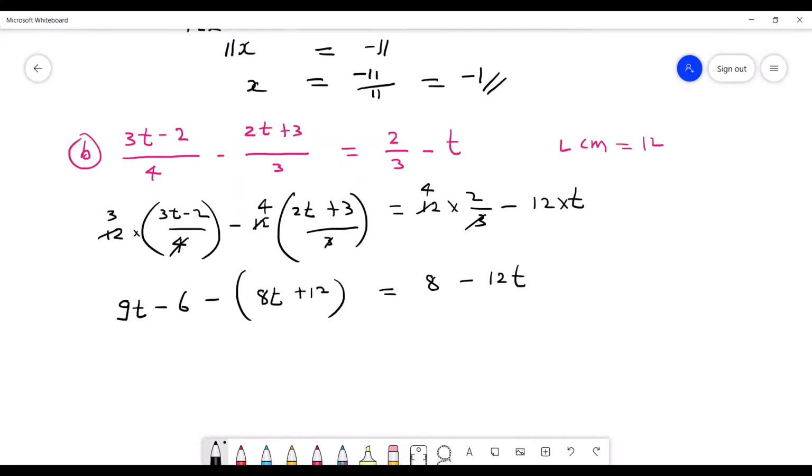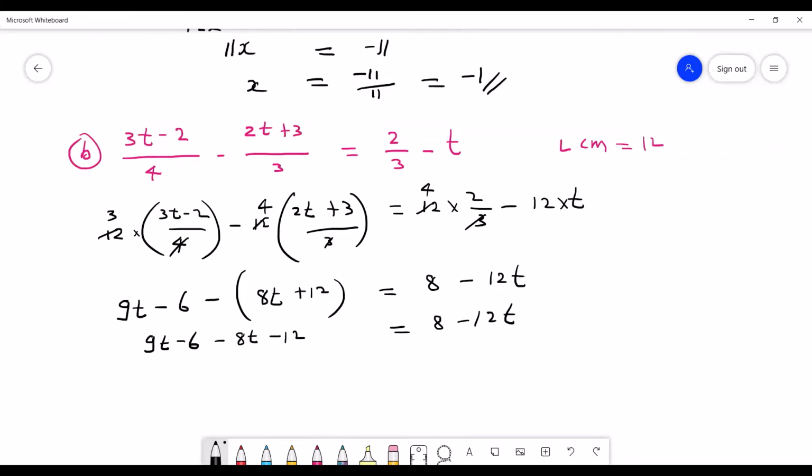The expression will come like this, and when we reduce it, it will become 9t minus 6. Bring it from outside the bracket. So minus into 8t is minus 8t. Minus into 12 is minus 12. This will become 8 minus 12t.